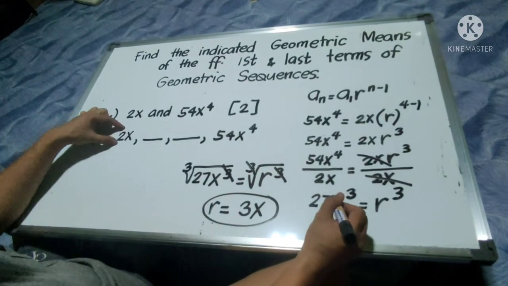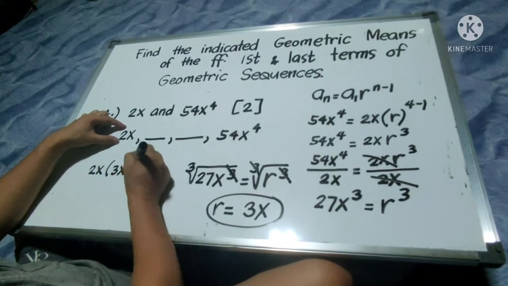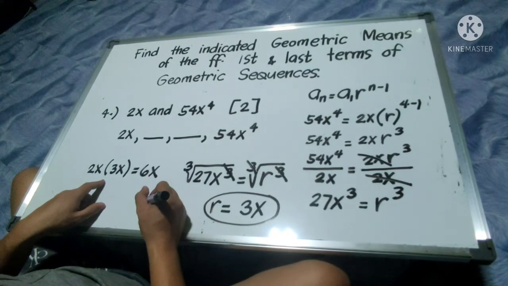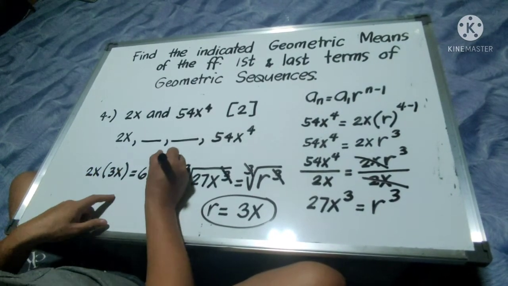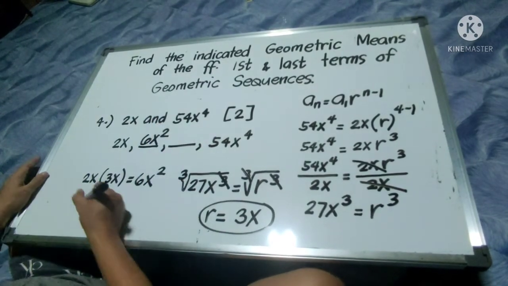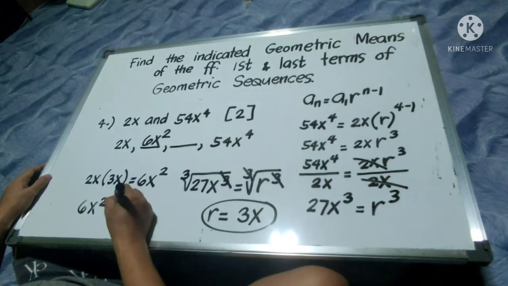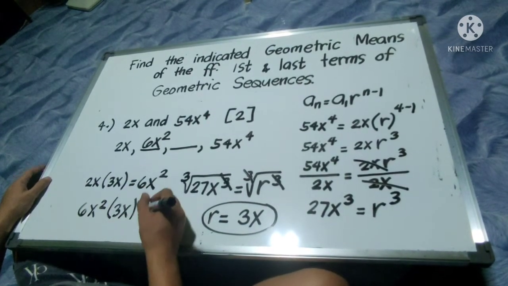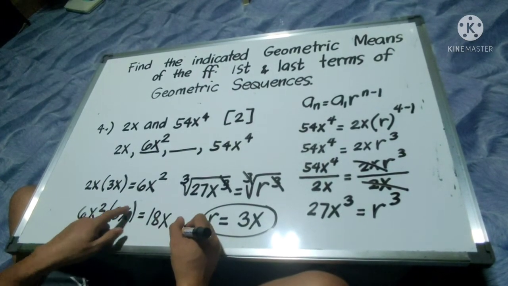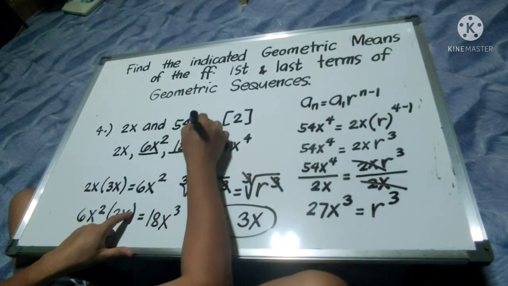You multiply 2x times 3x equals 2 times 3, 6, copy x. Add exponents. 1 plus 1, 2. Okay? Then 6x squared times your r, 3x, is equal to 6 times 3, 18. X to the exponent of 2 plus 1 is 3. So you'll have 18x cubed.